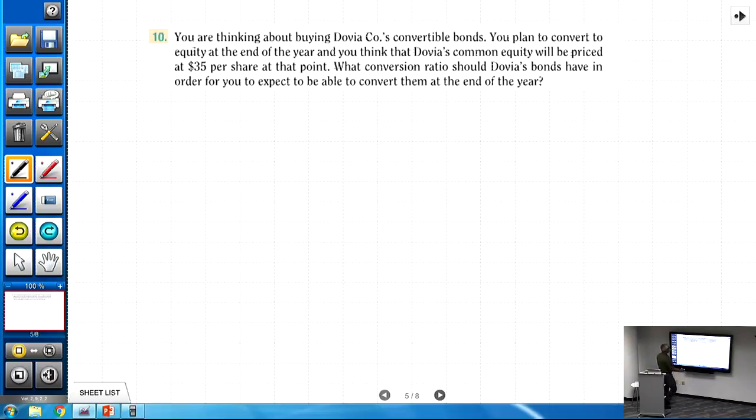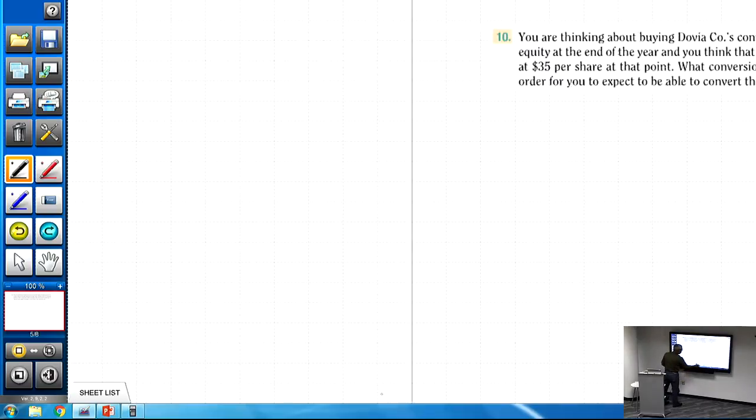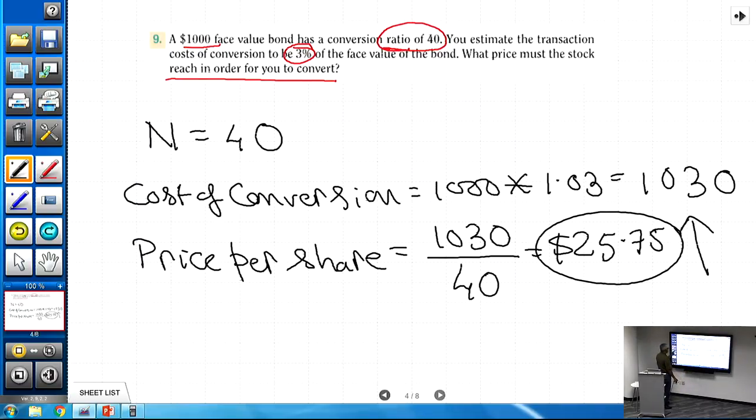Okay, so that pretty much ends the problems for chapter 9. Problem number 10 is very similar to problem number 9, so I don't want to go over that. So that ends the problems for chapter 15.